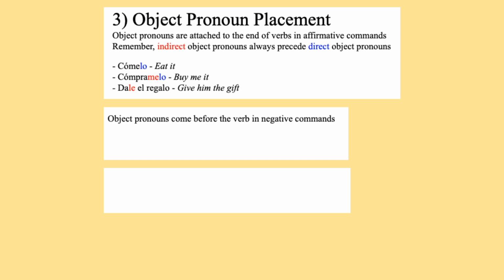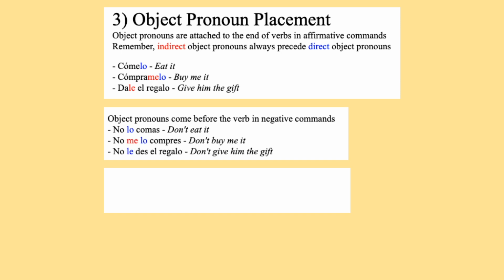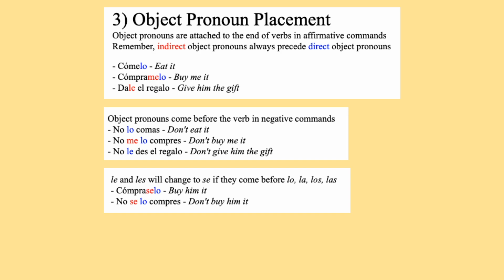With negative commands, object pronouns will come before the verb. No lo comas. No me lo compres. No le des el regalo. And also keep in mind that the indirect object pronouns le and les will change to se if they precede any of the direct object pronouns lo, la, los, or las. Cómpraselo. No se lo compres.